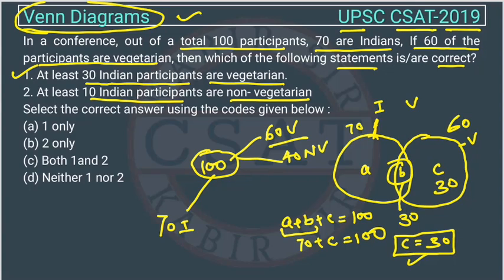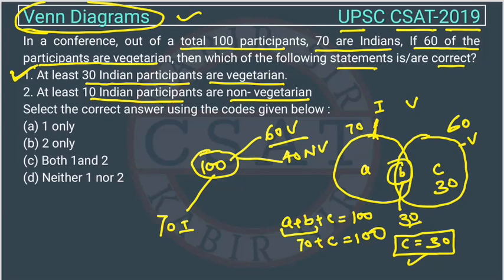Now we will check the statement: at least 30 Indian participants. So this B is representing Indian participants who are vegetarian. So this is 30. So this is correct, right? Now the second statement: at least 10 Indian participants are non-vegetarian.